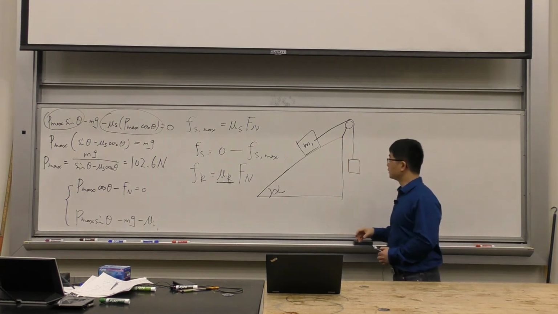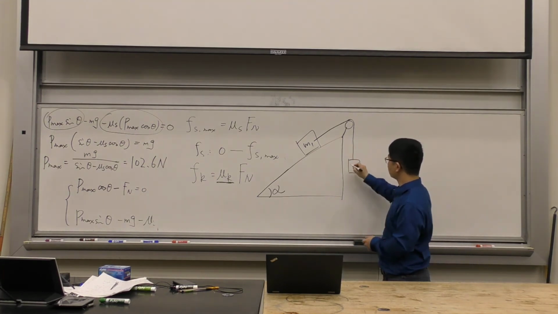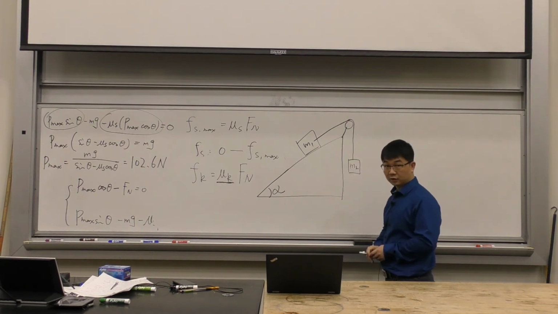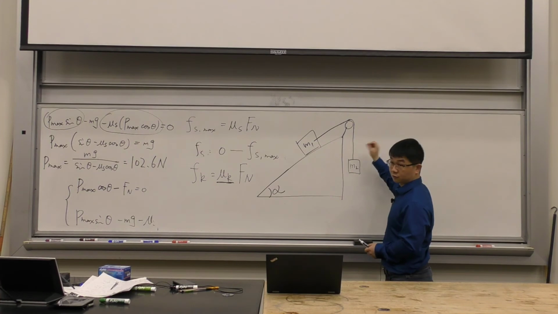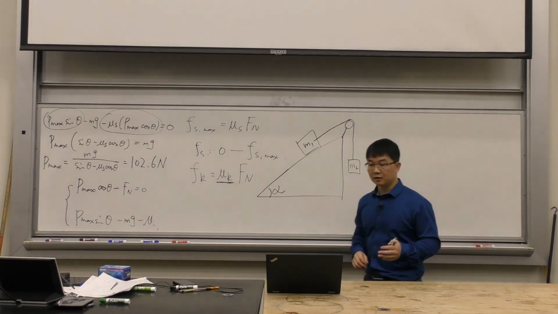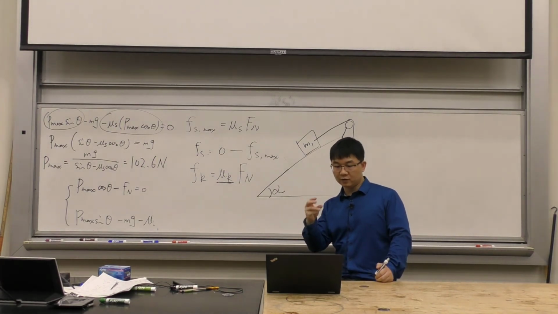And then what you can do is increase the mass of M2. You can add masses on this M2 until you find that at some certain mass, you're going to do that very carefully.